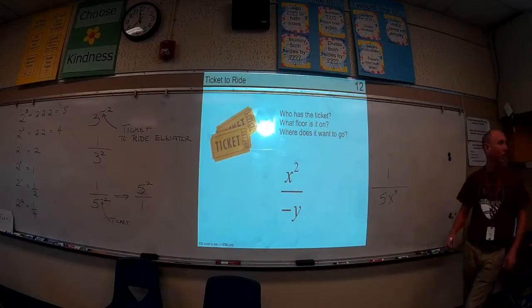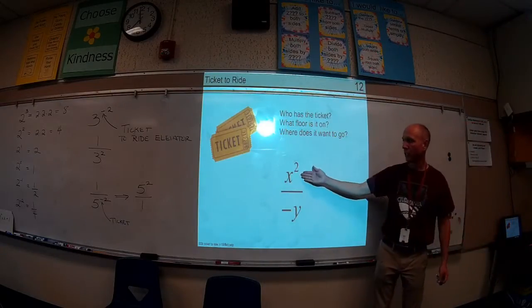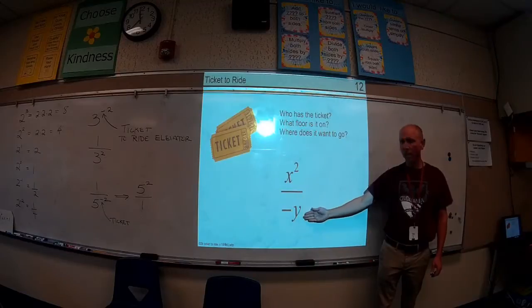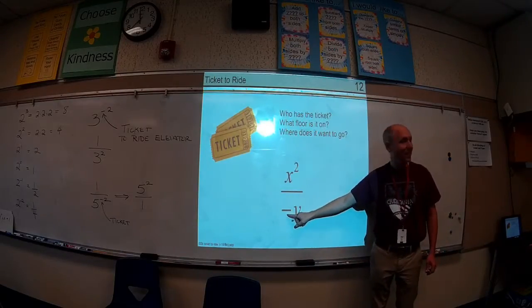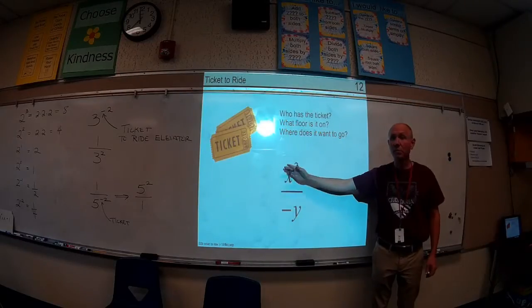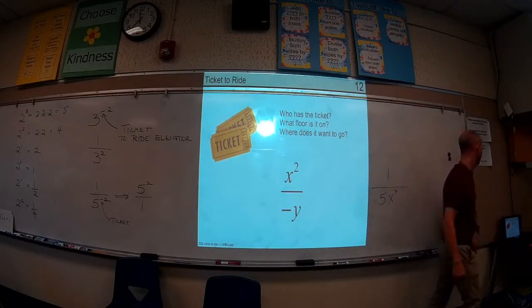Let's go to Maddie. Does the X have a ticket? Does the Y have a ticket? No, because it doesn't have an exponent. This is not a ticket, this is just a negative. Does anybody get to move? No.